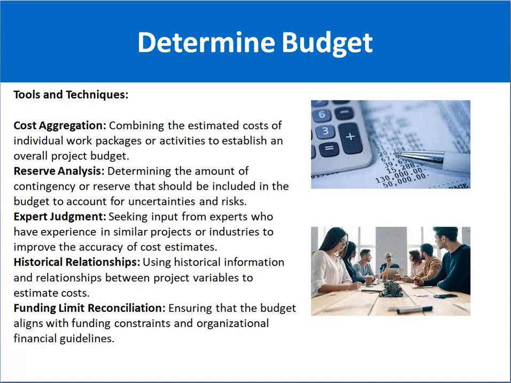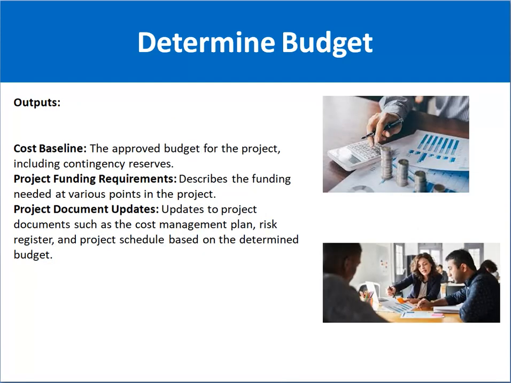Then funding limit reconciliation. It ensures that the budget aligns with the funding constraints and organizational financial guidelines. For example, it tells you that this is the limit of funding. Like for example, you cannot spend more than $5,000. This is the limit. So based on the industry standards and the organizational guidelines, you have to consider the limit reconciliations as well.